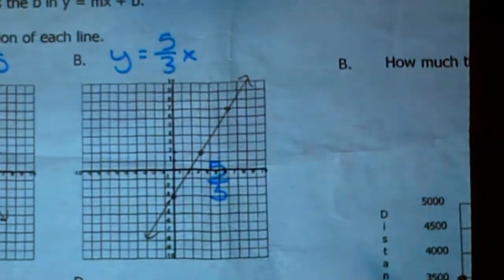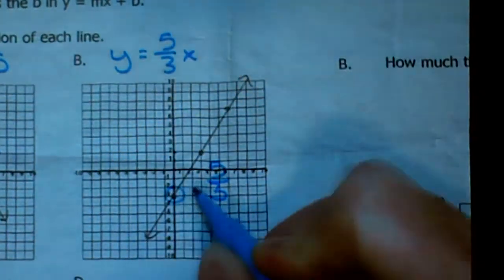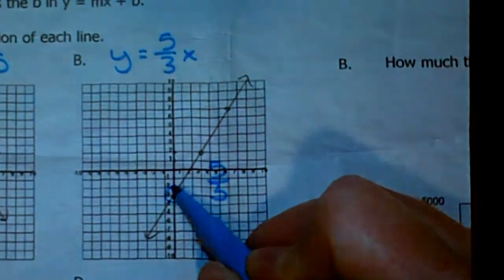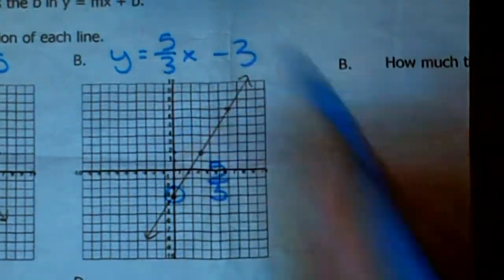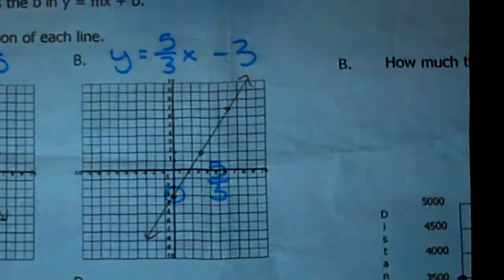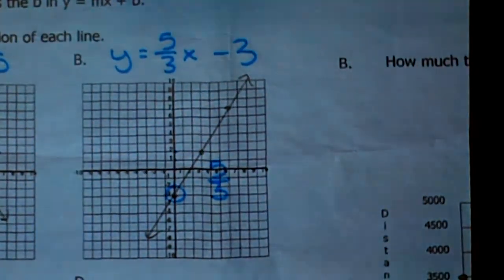It's okay to leave it as an improper fraction as long as it's a simplified improper fraction. So I'm going to write my slope next to the x, and then we need to identify the b, which is right here. It's at negative 3. So I can write 5/3 x minus 3. If you want to write plus negative 3, you may, that's fine. I'm going to leave mine as minus 3.